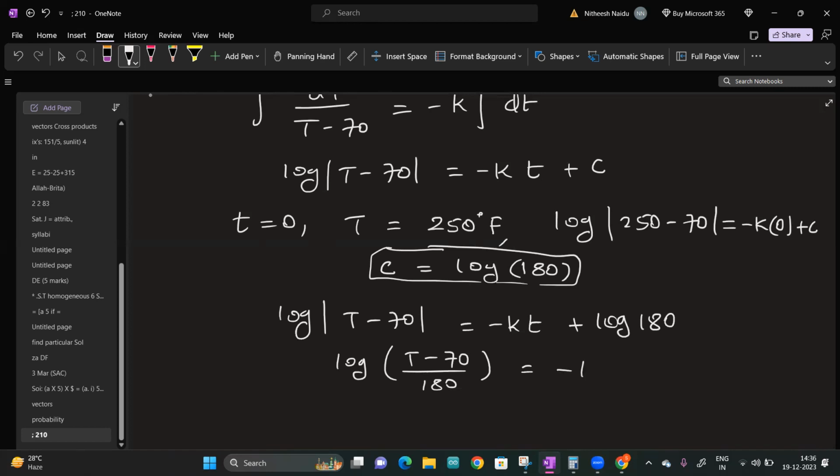So minus kt is equal to minus kt. We need to calculate the value of k. How do you identify this k? We already know that some clues are given to you. Given t is equal to 30 minutes of time, and the temperature is equal to how much? 150 degrees Fahrenheit. Now we will substitute these values to get the k value.